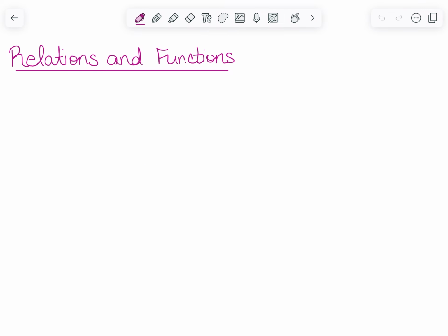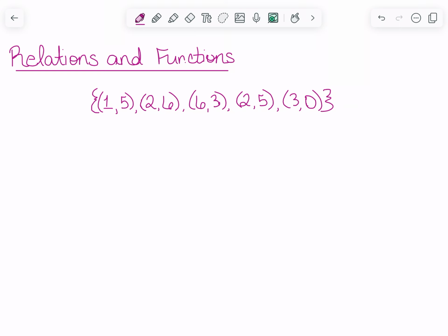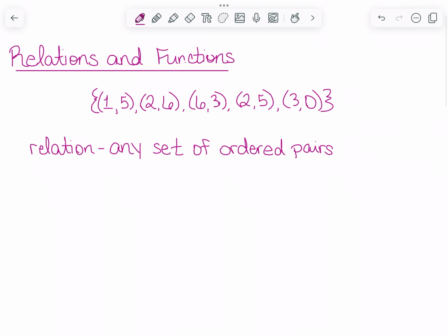Consider a set of ordered pairs. Here's an example of a set of ordered pairs here. While this one's finite, we have a total of 5 ordered pairs. These could also be infinite. A relation is any set of ordered pairs, such as this one.